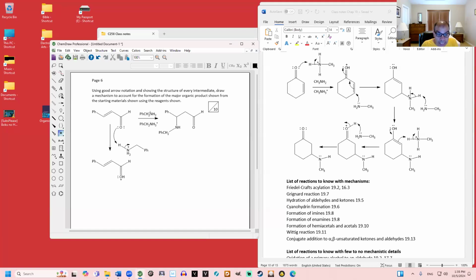But now, since we have a softer nucleophile, we've got a primary amine here as our nucleophile. Amines are in the list that's in the class notes of those nucleophiles that when you treat them with an alpha-beta unsaturated ketone or aldehyde, they add to the beta carbon rather than to the carbon-oxygen double bond carbon. And that's because you get a more stable product that way than if it attacked the carbonyl carbon directly. So that's exactly what we'll show.